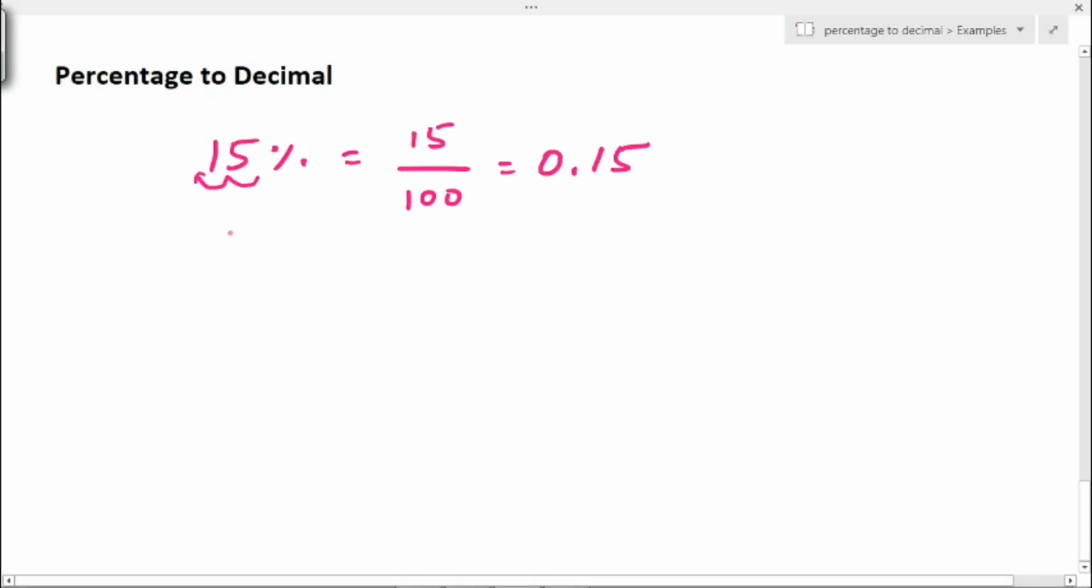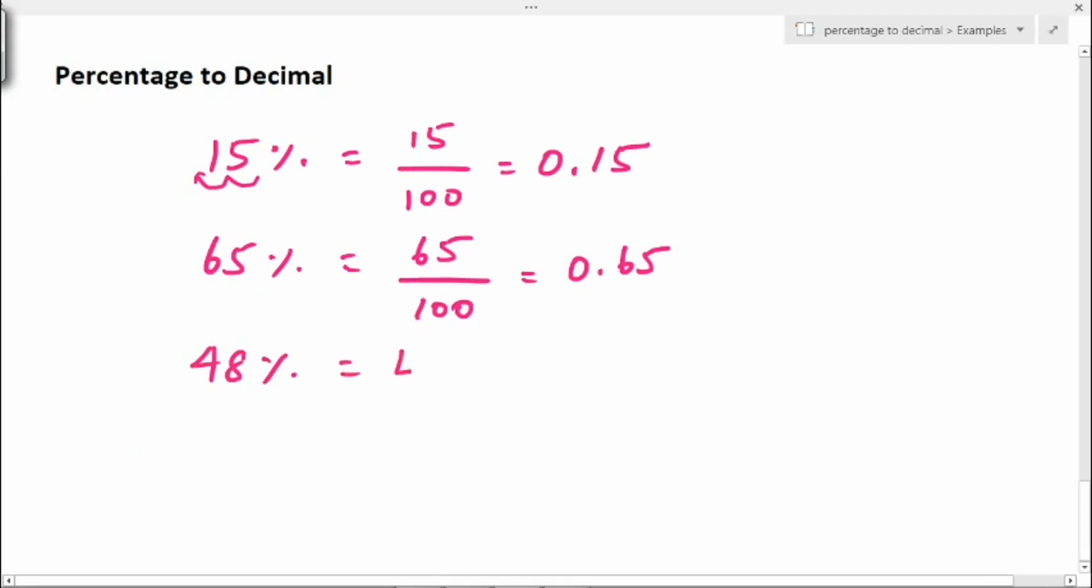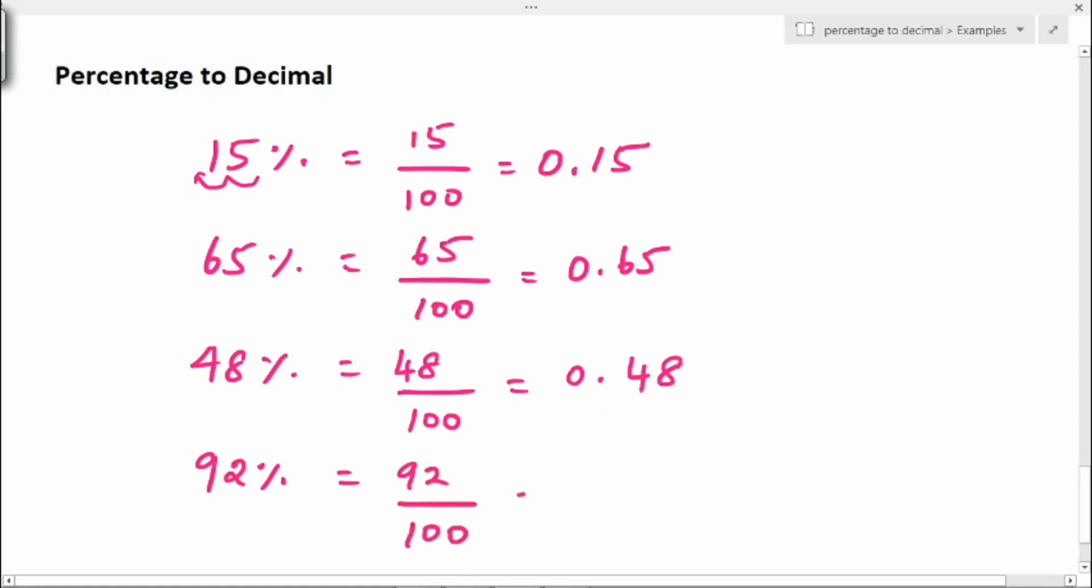Next, suppose we have 65 percent. This can be written as 65 divided by 100. In the same way, it is 0.65, because we have to move 2 places to the left. Suppose we have 48 percent. That is nothing but 48 divided by 100, so that is 0.48. Suppose we have 92 percent. This can be written as 92 divided by 100, so the decimal value is 0.92. These are all 2-digit numbers. We have to move the decimal 2 places to the left.